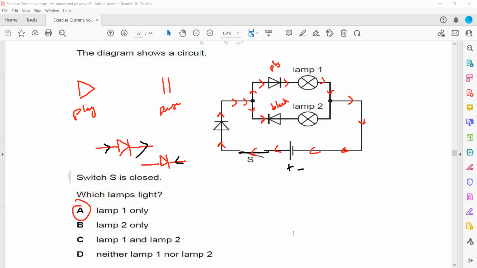Even if it is drawn the other way around, like if they draw the diode in this manner, if the current is coming from the side of the block, the diode does not allow, it blocks. If the current is coming from the opposite side, the diode will allow that current to pass.